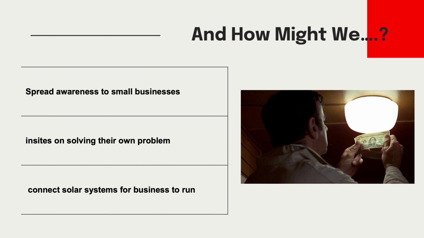How might we spread awareness to small businesses about solutions to load shedding? How might we create an application for small businesses to get insights on solving their own problems when it's load shedding? How might we develop faster solutions to connect solar systems for businesses to run, invest in new generator technologies, and get loans from banks to help the businesses operate?